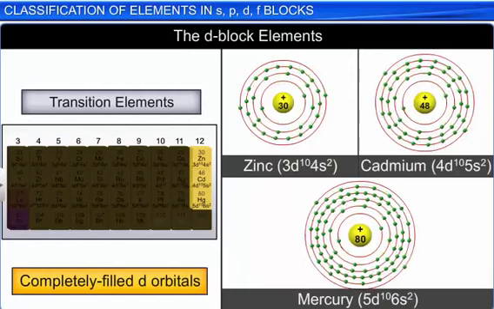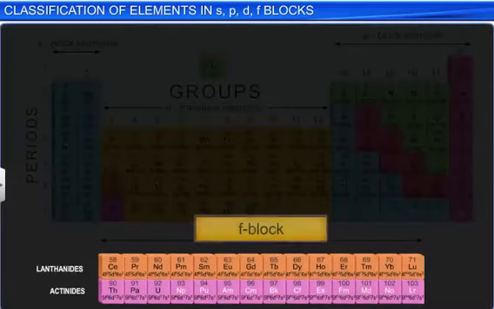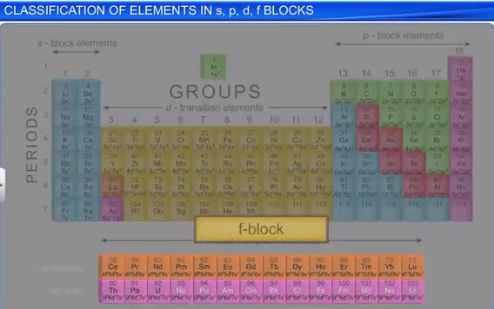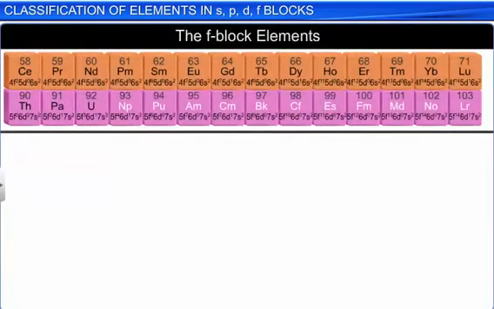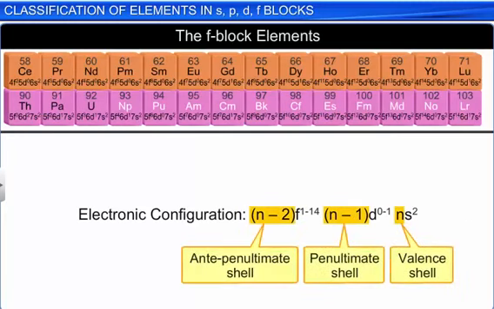At the bottom of the long form of the periodic table, there are two rows of elements that belong to the f block. These elements have their last electron entering the f orbitals and exhibit an outer electronic configuration of (n-2)f1 to 14 (n-1)d0 to 1 ns2. Since f orbitals are present in the antepenultimate shell, or the shell inner to the penultimate shell, these elements are also called inner transition elements.